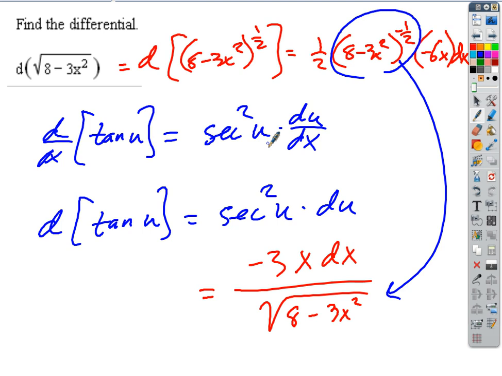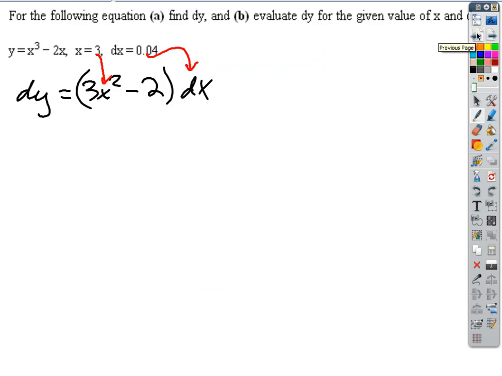Right, but it's important in this section because that's how we do differentials, right? When I want to do a differential, it's just dy. And that's our linear approximation of the change in a function.